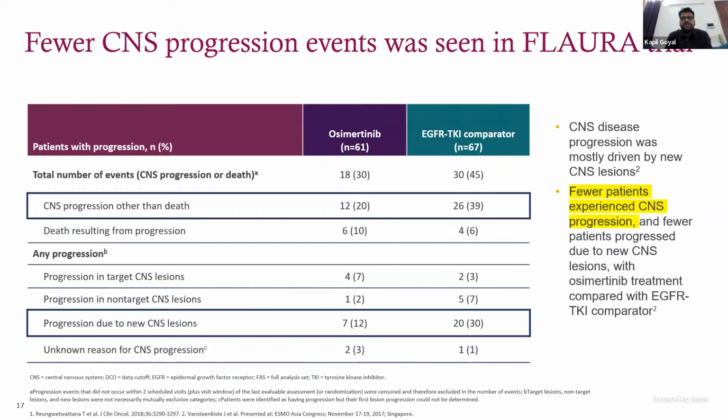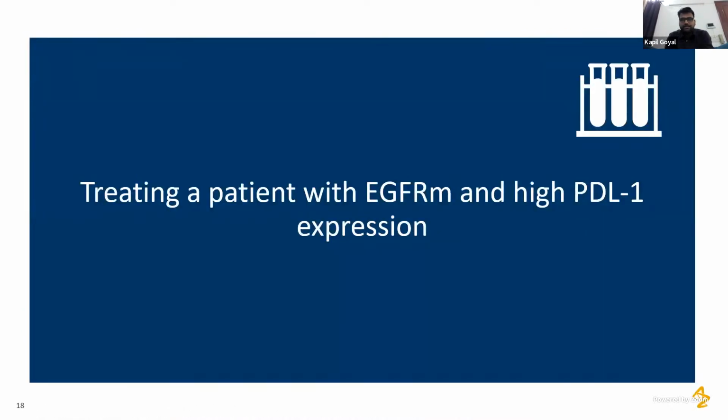Fewer CNS progression events were seen in the FLAURA trial. In the osimertinib arm, only 12 patients had CNS progression other than death, while it was 26 in the EGFR TKI arm. Progression due to new CNS lesions occurred in only 7 patients in the osimertinib arm, while it was 20 patients in the EGFR TKI comparator arm. CNS disease progression was mostly driven by new CNS lesions, and fewer patients progressed due to new CNS lesions with osimertinib treatment compared to the EGFR TKI arm.